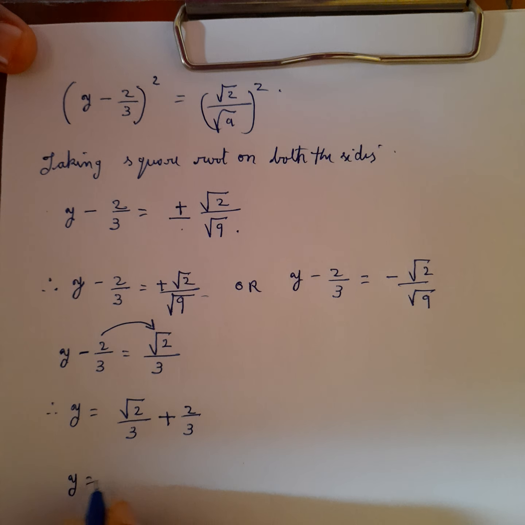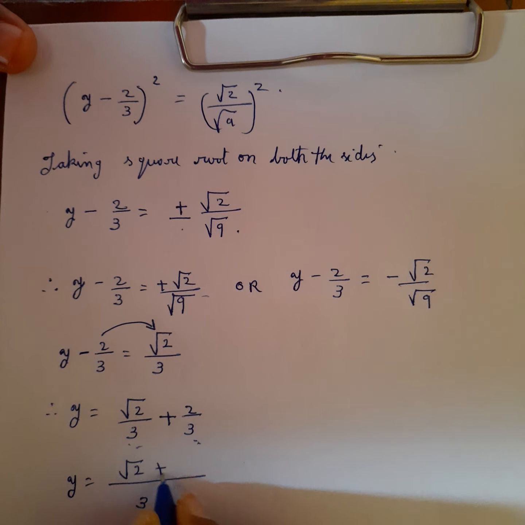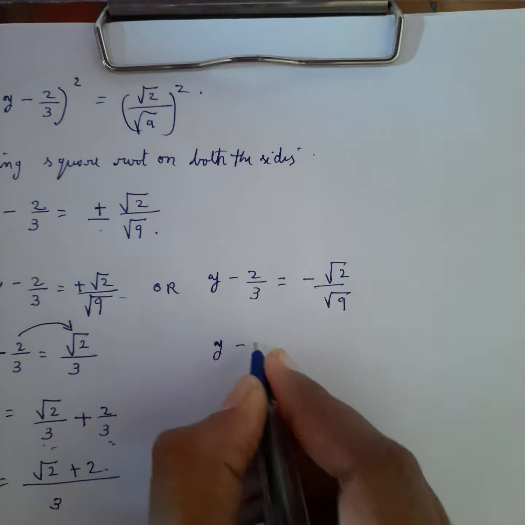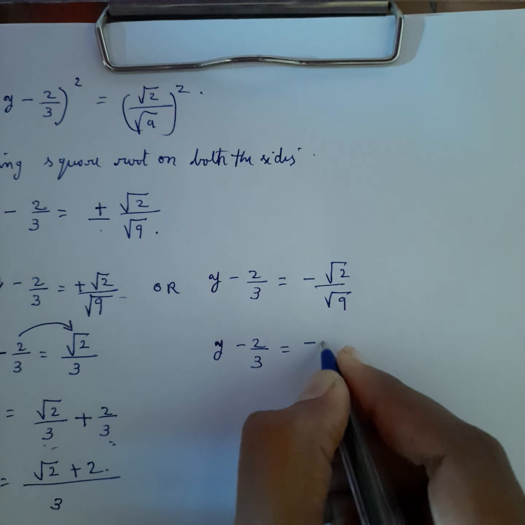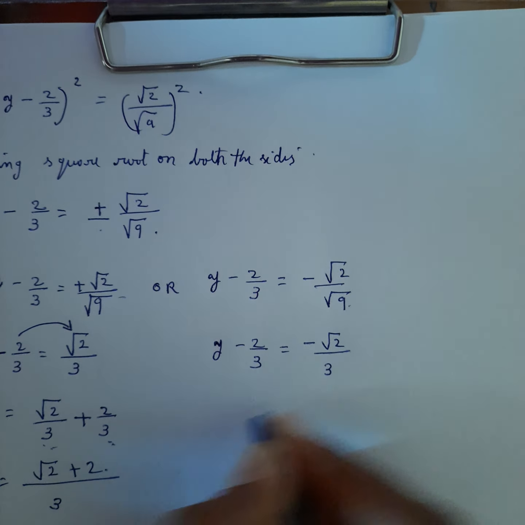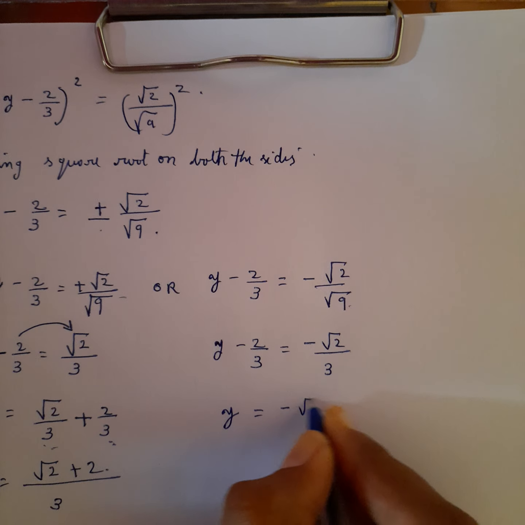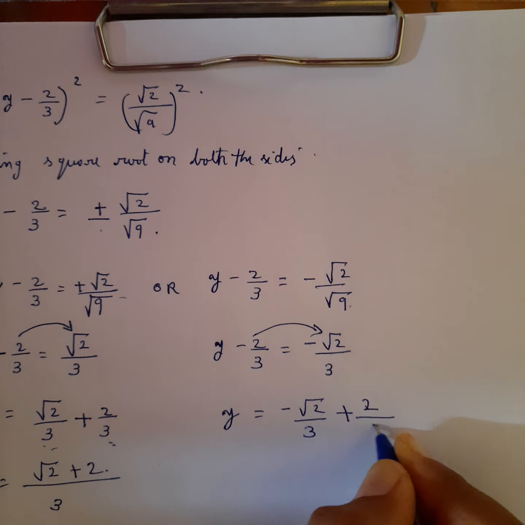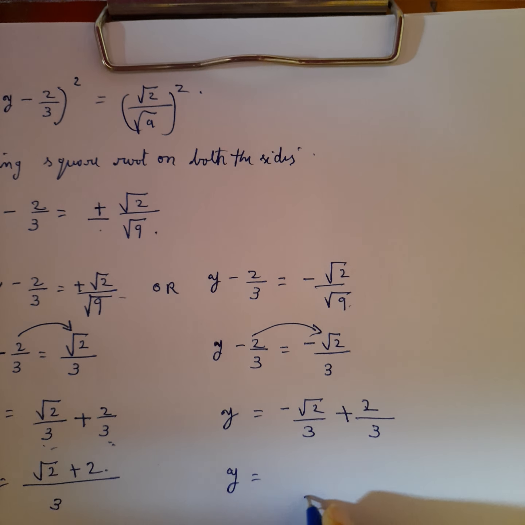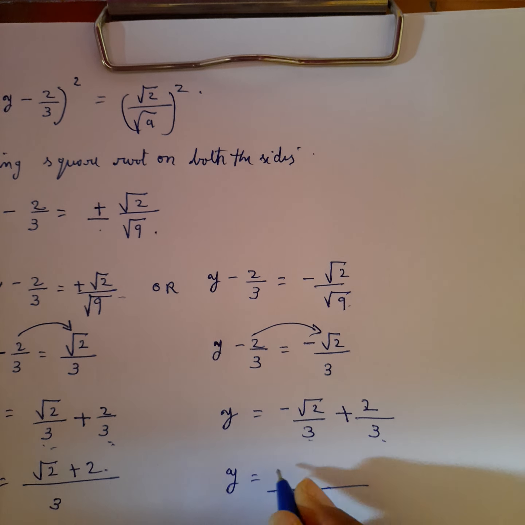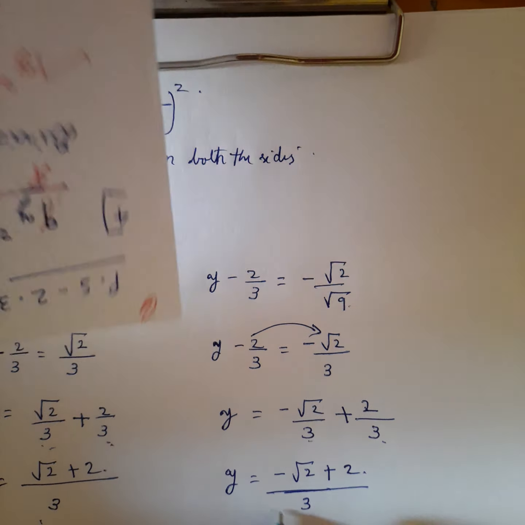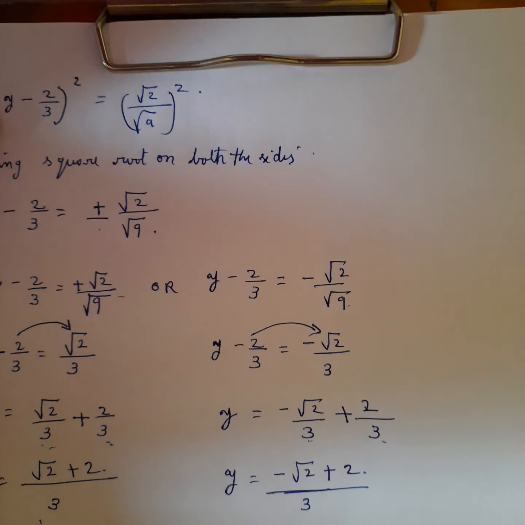So y is equal to, now the denominator is the same, so write 3 and root 2 plus 2. Next here y minus 2 by 3 is equal to negative root 2 by root 9, value is 3. So y is equal to negative root 2 by 3, take this here, it becomes positive 2 by 3. So y is equal to 3 denominator as it is and negative root 2 plus 2. So these are the two values of the given quadratic equation.